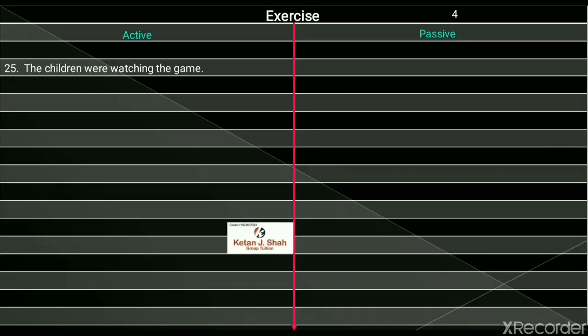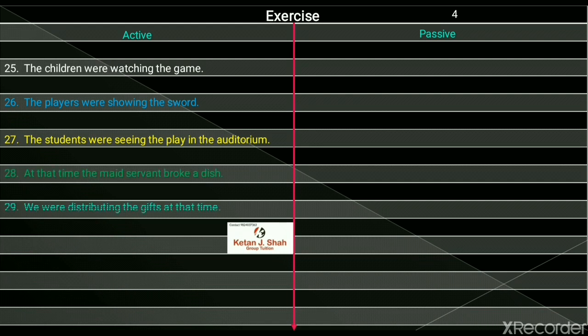Some more sentences. 25th. The children were watching the game. 26th. The players were showing the sword. 27th. The students were seeing the play in the auditorium. 28th. At that time, the maidservant broke a dish. 29th. We were distributing the gifts at that time. 30th. Was the priest singing a prayer?